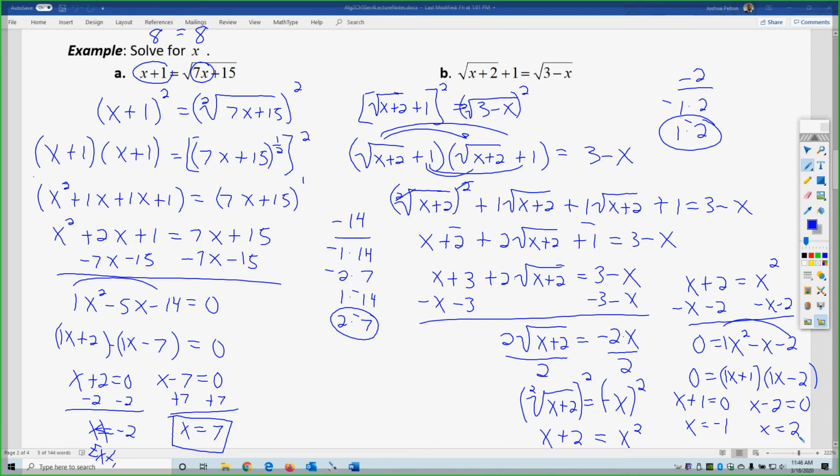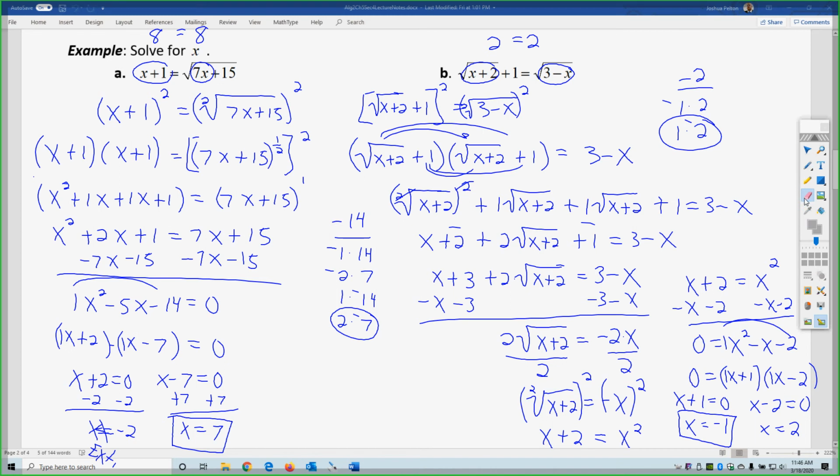So like before, you can't just assume both of those are answers. You need to plug them back in to verify. So if I plug negative 1 back into the original problem, I'm going to get 1, square root of 1 is 1, plus 1 is 2. If I plug in negative 1 there, I get 4. Square root of 4 is 2. So this one actually works, so that's an answer.